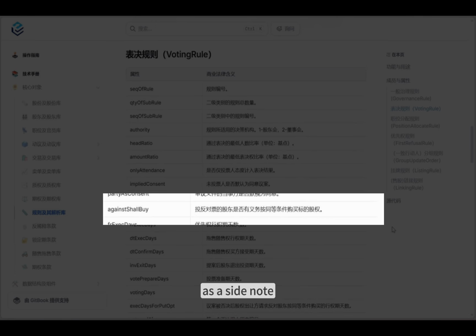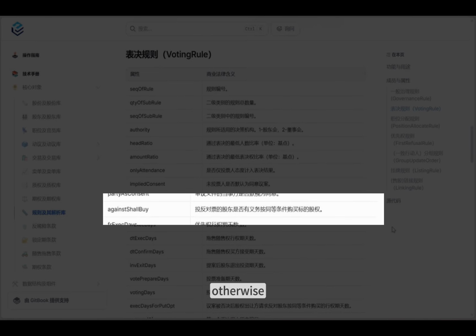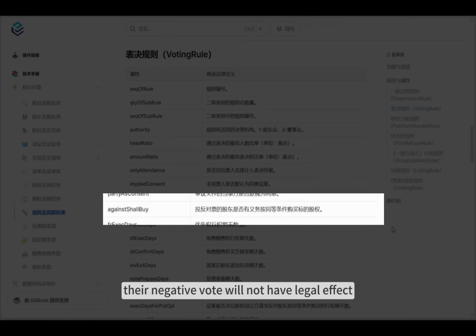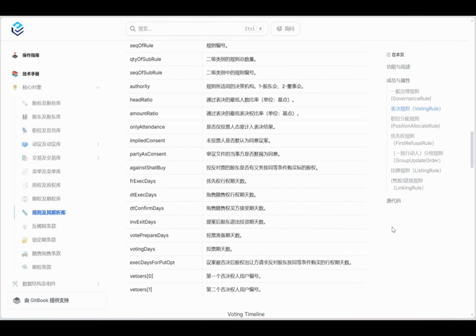As a side note, here's the default rule under Chinese company law. If a shareholder disagrees with an equity transfer arrangement, they are required to purchase on the same terms. Otherwise, their negative vote will not have legal effect. Of course, we can override this default through the company's articles of association, or in our system, through a special provision in the shareholders' agreement.